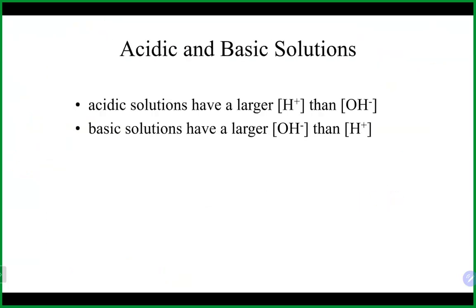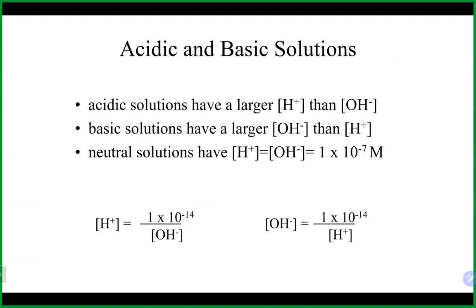In these types of problems, if we have a larger H plus concentration than OH minus concentration, the solution will be acidic. If we have a larger OH minus than H plus, which means the basic part is larger than the acid part, it will be basic. And if they equal each other, which means they both have a concentration of 1 times 10 to the minus 7, then you have a neutral solution. And again, this is how we calculate it. They're really the same calculation, regardless of which one is given to you.